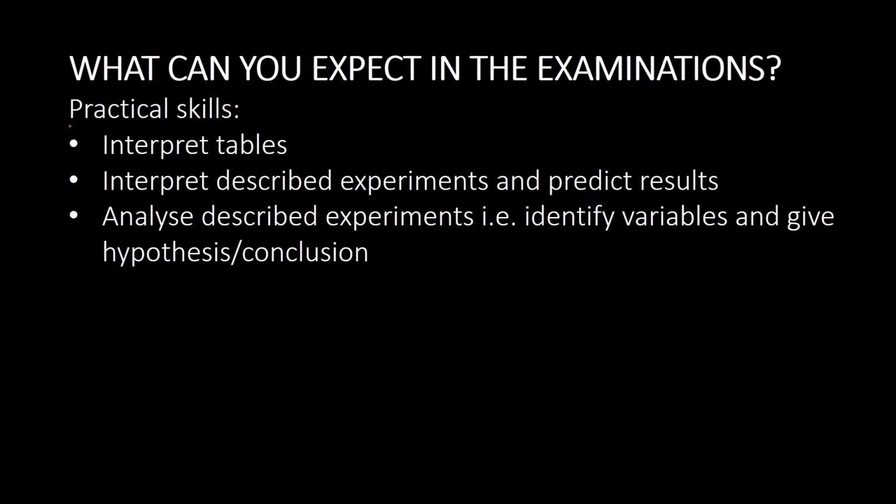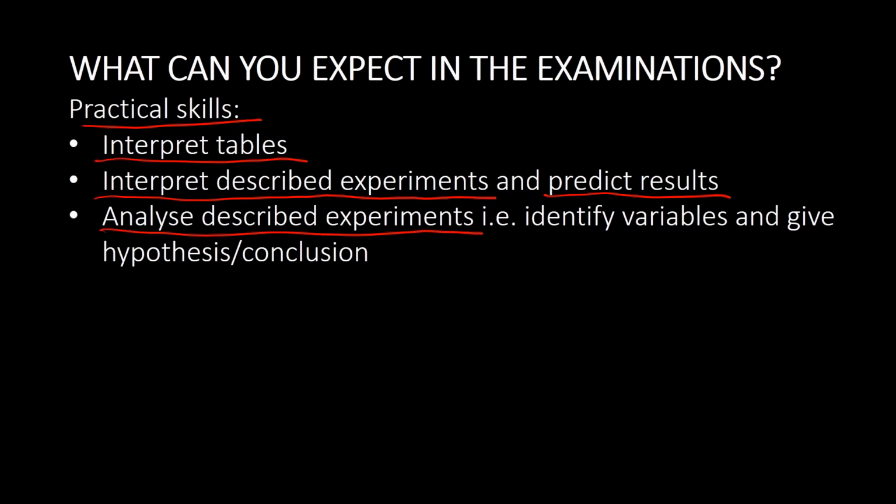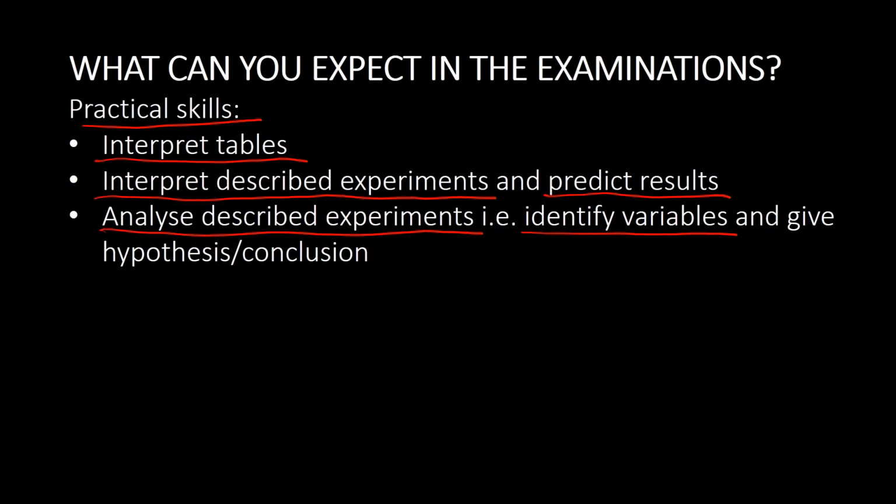Then there will also be something on practical skills, usually interpretation, for example, interpreting tables, interpreting graphs. Sometimes experiments are described to you, and then you're going to have to say, well, okay, if this is what's happening in the experiment, that is probably the result you will get. Or you could also be given an experiment that is described to you, and you have to analyze it in terms of the different variables, and then give things like a hypothesis and a conclusion. There's not a whole lot of practical skills in this section on DNA. It's mainly tables, but every now and again you will get a graph.